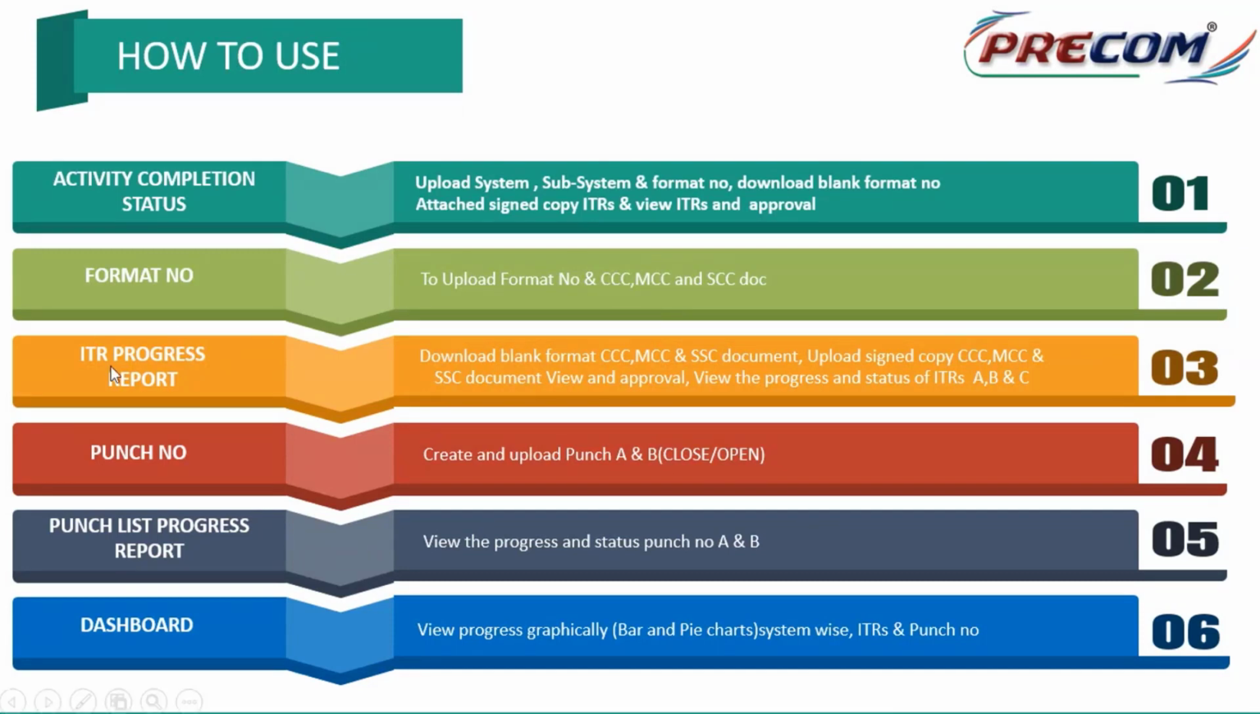ITR progress reports. ITR is nothing but the list of formats which I am supposed to complete. One system may contain a few subsystems, and each subsystem may contain disciplines, then activities, and then formats. So in one system I may have maybe 100 or 200 formats. Each format has to be filled with respect to CCC, which is called AITRs, with respect to MCC, BITRs, and with respect to SCC, CITRs. That means in the first stage all AITRs have to be completed, and for the second stage BITRs have to be completed. So we go stage-wise.